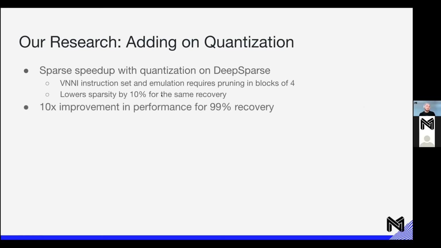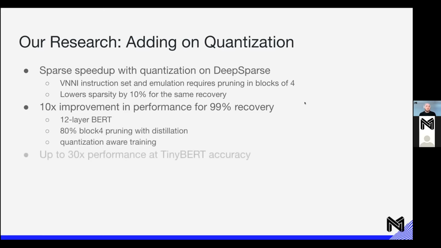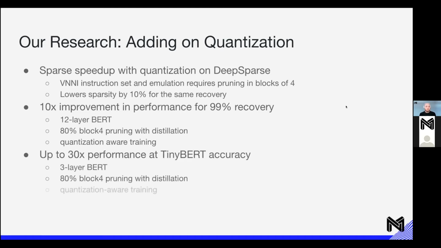One more note on that. For example, our 90% models that we're recovering, to do block 4 pruning, we would drop down to 80%. This gives us a 10x improvement in performance for 99% recovery whenever we're looking at our 12-layer, 80% sparse quantized model. And then we can get up to 30x performance at a tiny BERT accuracy, where we're looking at 3-layer BERT, 80% pruned with distillation, and then using quantization-aware training.